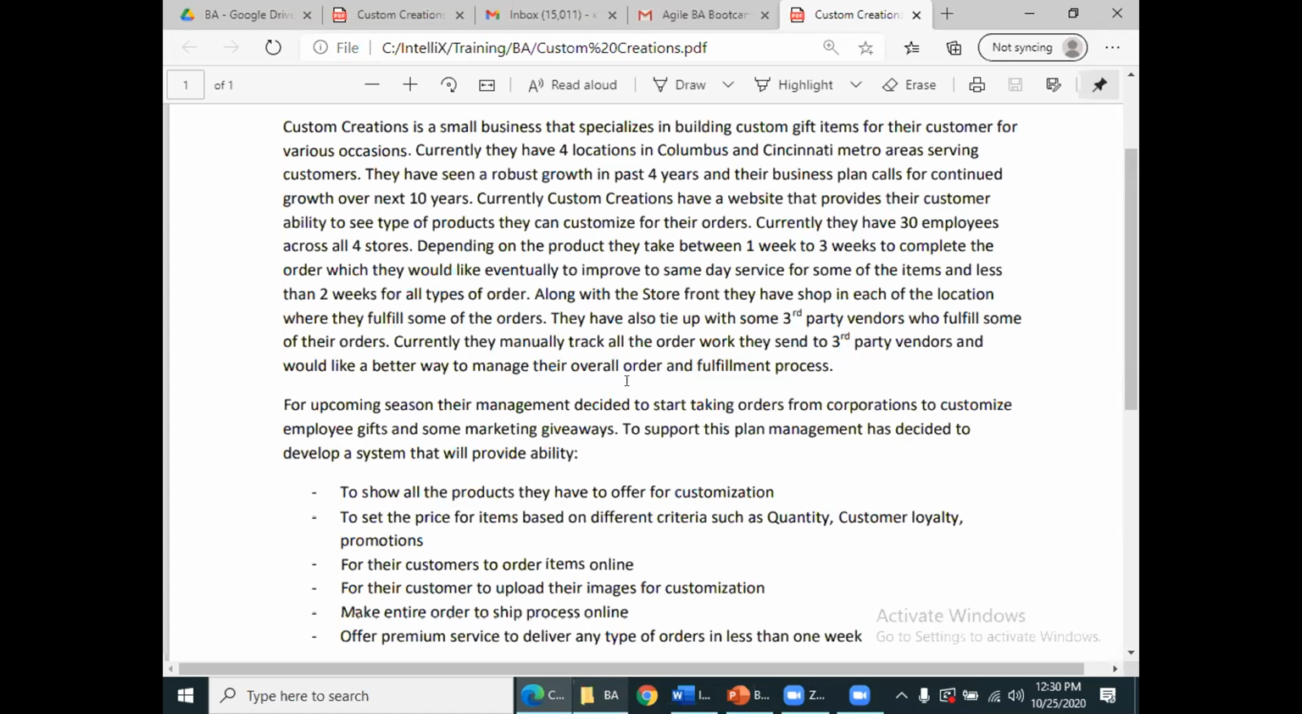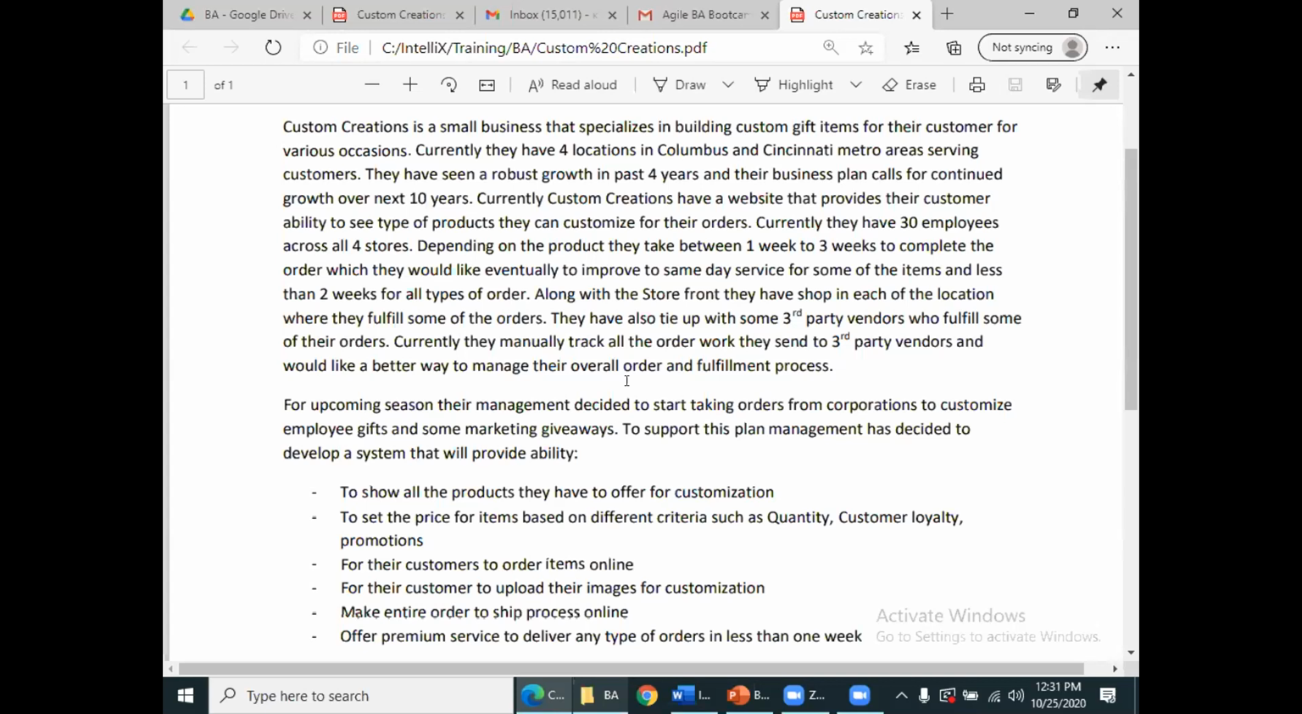The keyword is taking orders from corporations. Precisely, right? For upcoming, they decided to start taking orders. So that tells me they never took it before, but now they're going to go into that market. That means they're expanding their market share. And that decision is what is driving everything else. It's not the other way around.